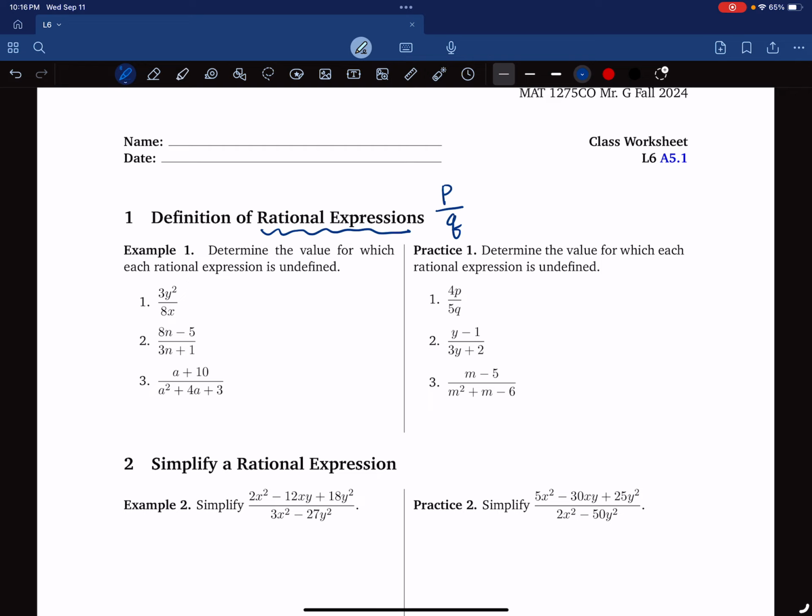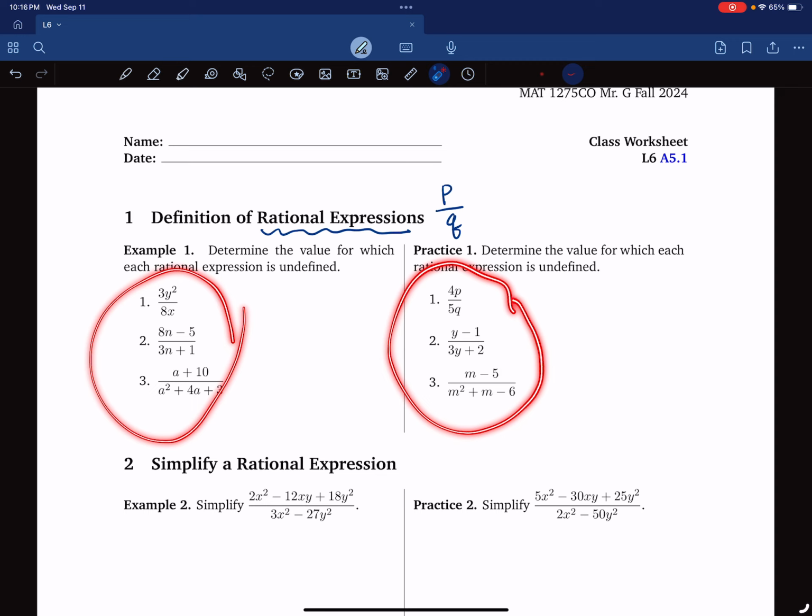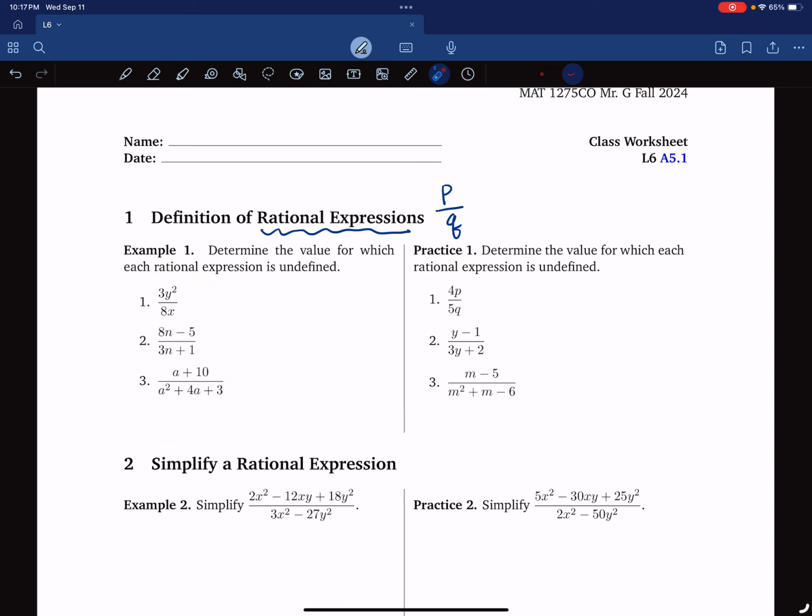And you could see some examples in example 1 and practice 1, which you see right here. These are all rational expressions. And as you can see, they're in the fraction form and you have variables on the top and the bottom. Let's start with example 1. Example 1 asks you to determine the value for which each rational expression is undefined.